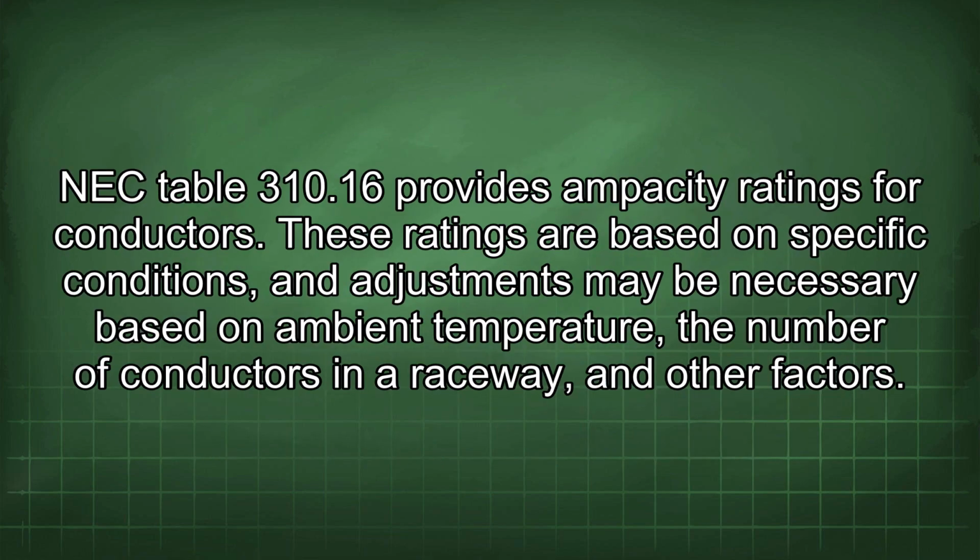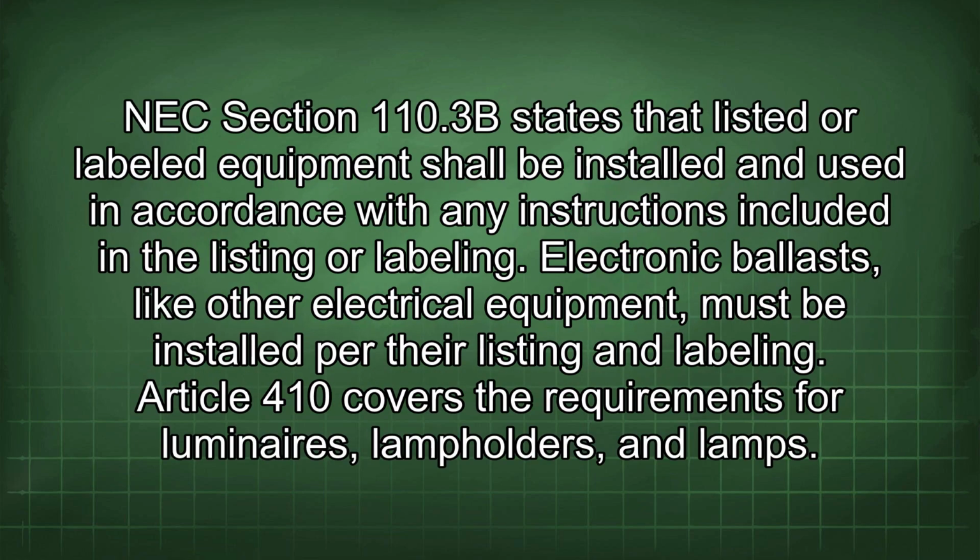NEC Table 310.16 provides ampacity ratings for conductors. These ratings are based on specific conditions, and adjustments may be necessary based on ambient temperature, the number of conductors in a raceway, and other factors. NEC Section 110.3(B) states that listed or labeled equipment shall be installed and used in accordance with any instructions included in the listing or labeling. Electronic ballasts, like other electrical equipment, must be installed per their listing and labeling.